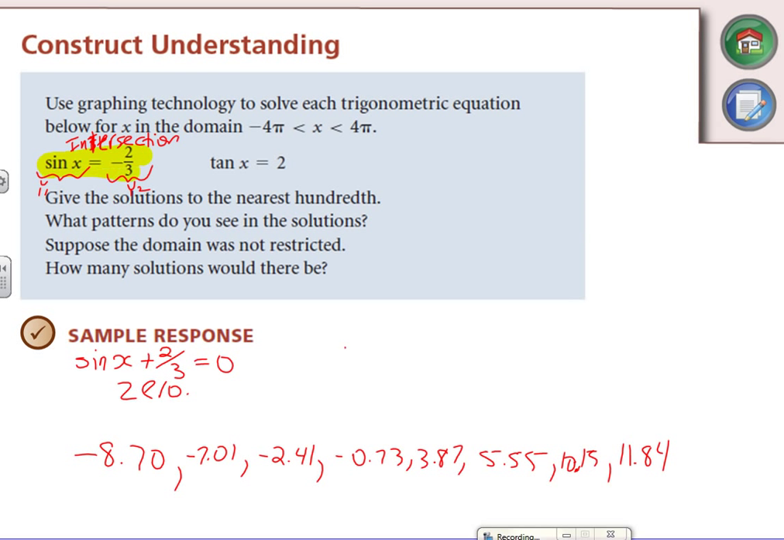Now let's jump to our tan. I'm going to do this one by doing the zero method, just to show you the opposite method. So that gives us tan of x minus 2 equals 0. We're going to graph y1 equals tan of x minus 2 and look for the zeros of the graph. Let's do it.